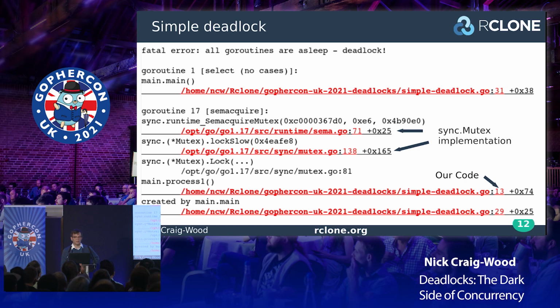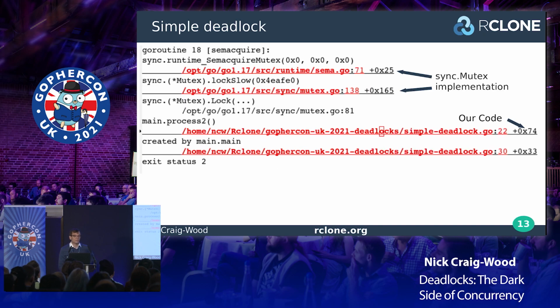We can ignore that. Go routine 17 is in state sem-acquire. It's deadlocked, calling the sync.Mutex implementation. You can see 2 lines of backtrace for the sync.Mutex implementation, and then on the 3rd line you can see our code.